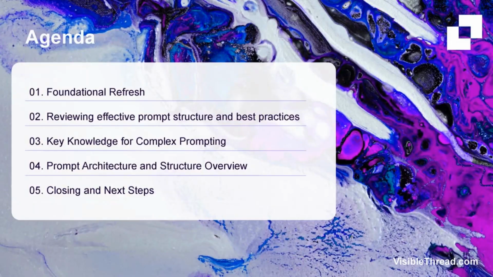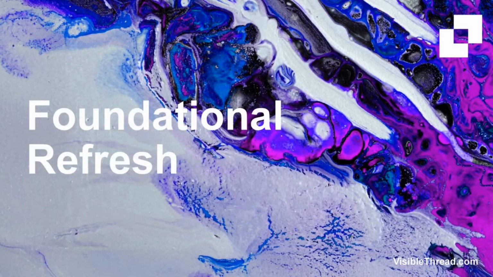Okay, now that we have all that covered, I want to move on to what we're going to talk about today. So first, we're going to do a quick refresh of effective prompt structure and talk about some of those best practices for basic prompting. Then we're going to move into key knowledge and everything you need to know to start complex prompting, and then take a look at some of those specific prompt architectures. So we'll walk through an example and I will give you a format and structure that you can apply and use as a takeaway from the session. So let's jump right into our foundational refresh.